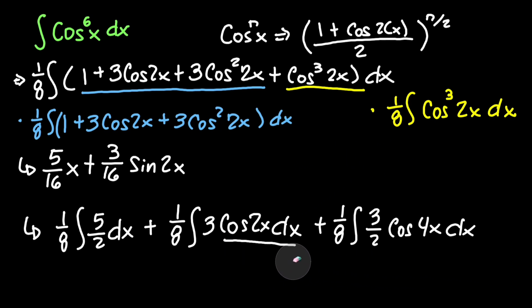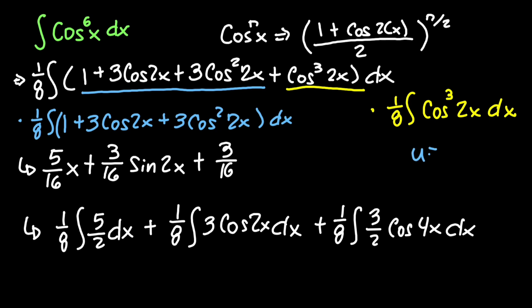Now that the second integral is done, we can focus on this third one right here, which is 1/8 integral of 3/2 cosine 4x dx. So first, we can multiply 3 over 2 and 1 over 8, which would be 3 over 16. And now we can focus on the integral of cosine 4x dx.